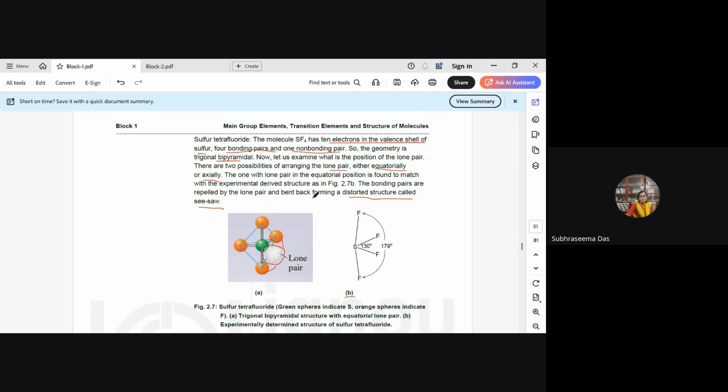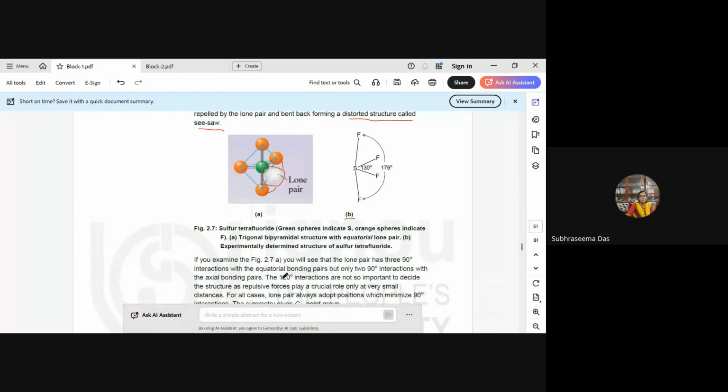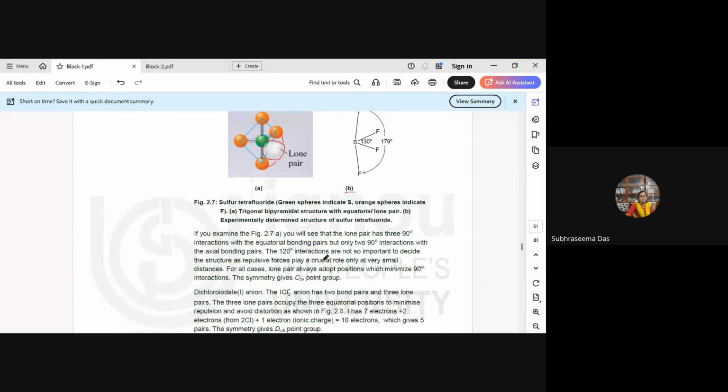It distorts the original TBP structure of the SF4 molecule, which now occupies a new shape, and that geometry is called seesaw geometry. Here it has been shown. Now if we look into figure 2.7a, we see that the lone pair has 3 90-degree interactions with the equatorial bond pairs, but only 2 90-degree interactions with the axial bond pairs.